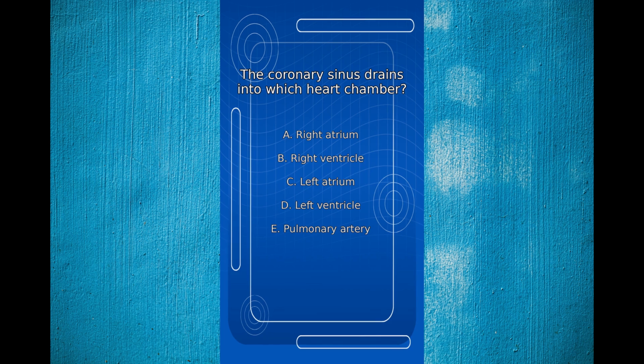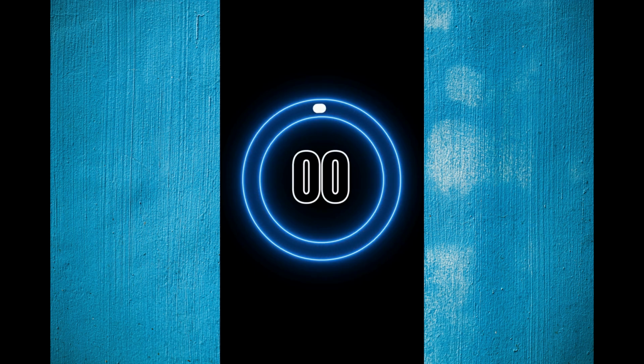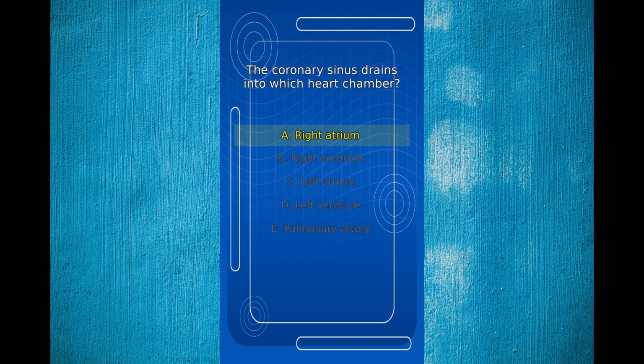The coronary sinus drains into which heart chamber? The correct answer is A. Right atrium. The coronary sinus drains deoxygenated blood from the heart into the right atrium.